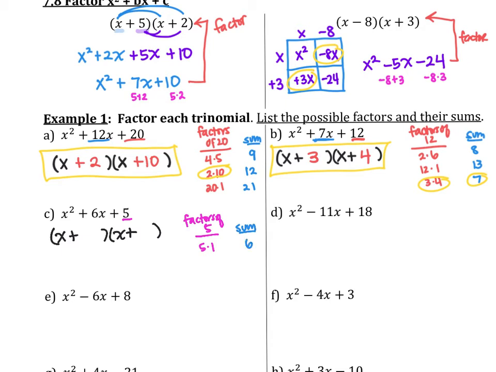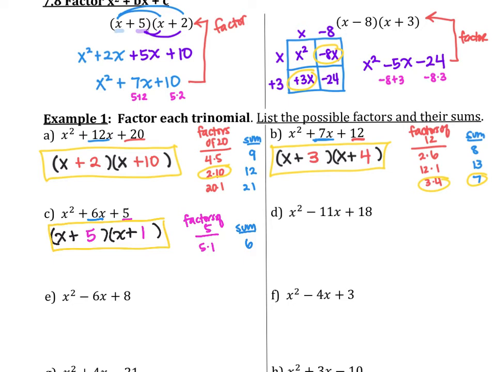Okay, what is the sum of 5 and 1? 5 plus 1 is 6. Is that what I wanted? That is what I wanted. So it must be that one of these is a 5 and one of these is a 1. It doesn't matter which one's which, but that's the only combination that multiplies and adds. Actually, it's the only combination. Okay, now I'm going to start adding some negative signs.